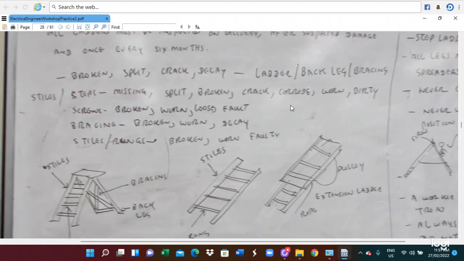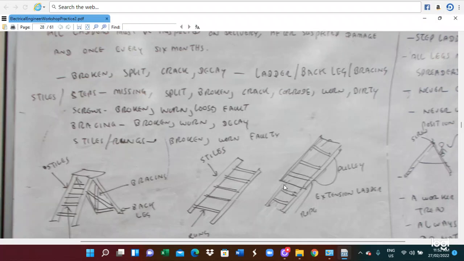It's important. Check for areas that are broken, split, cracked or decayed. So this is a ladder and also the back rails and the bracing. You have to check properly. And check whether the stiles or stock are missing or not: split, broken, cracked, corner. You have to check properly. And also check all the screws, whether the screws are worn or loose, broken, or decayed.